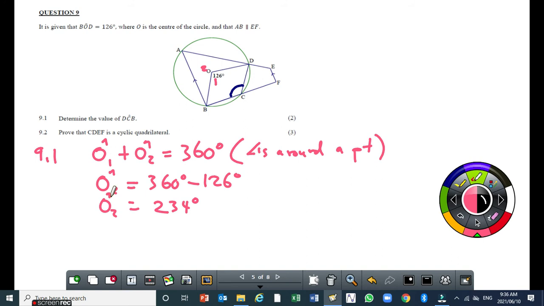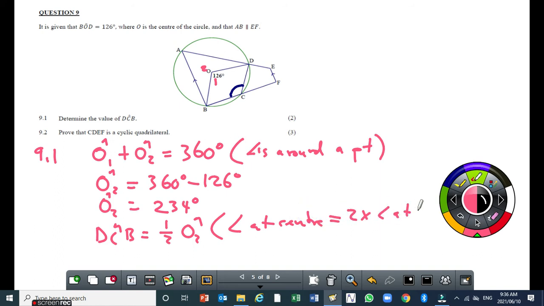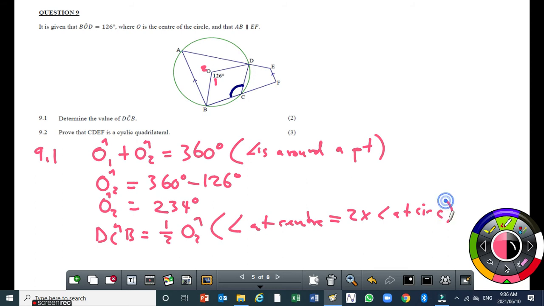So then we say here DCB is equal to half of O2. The reason is angle at center is equal to 2 times angle at circumference. So what this means is that DCB will be equal to half of 234 degrees, and that will give me 117.